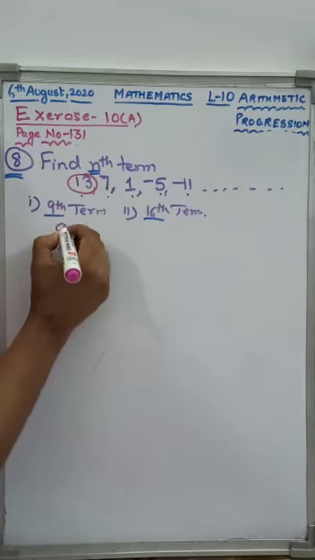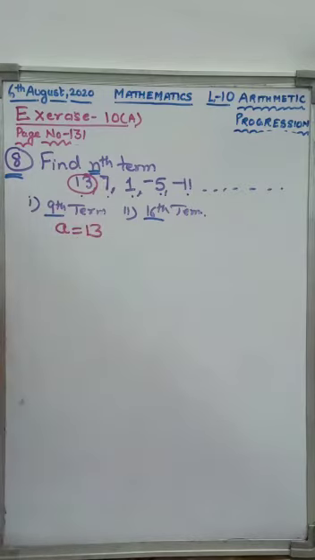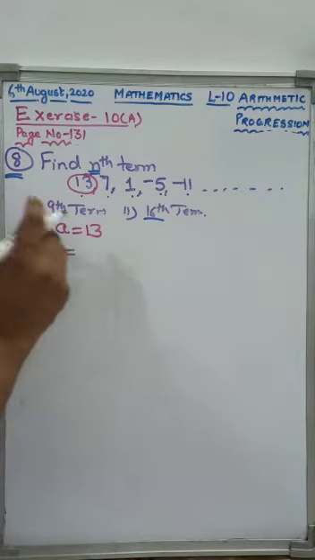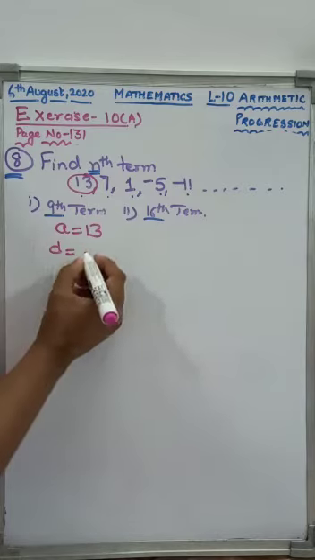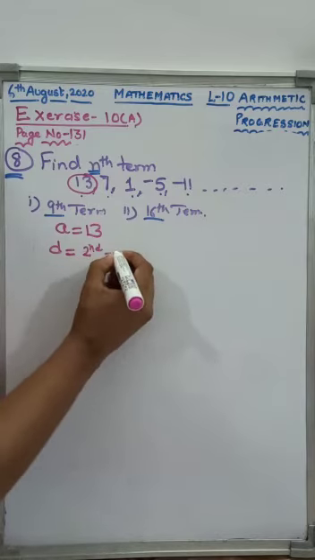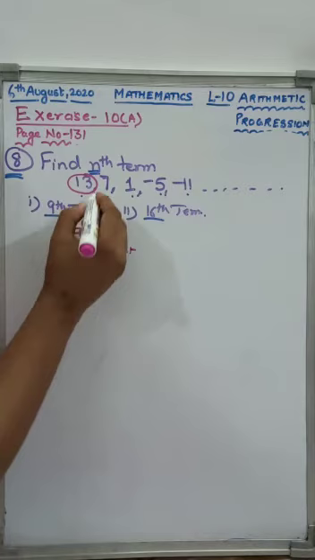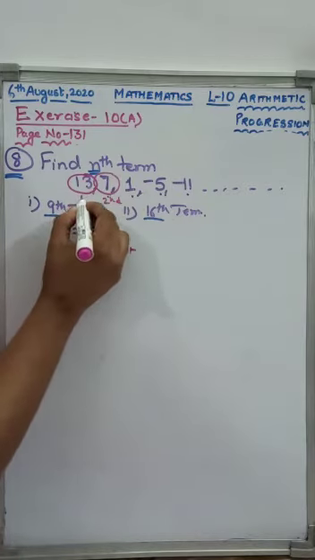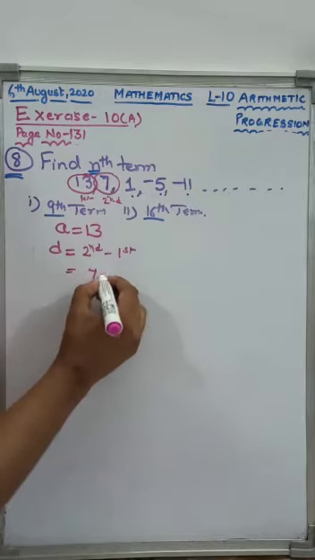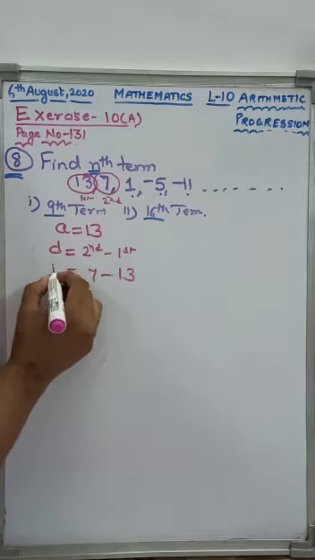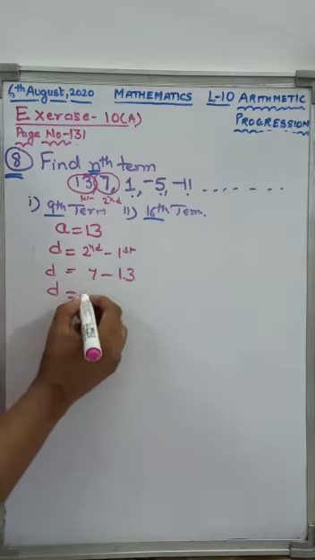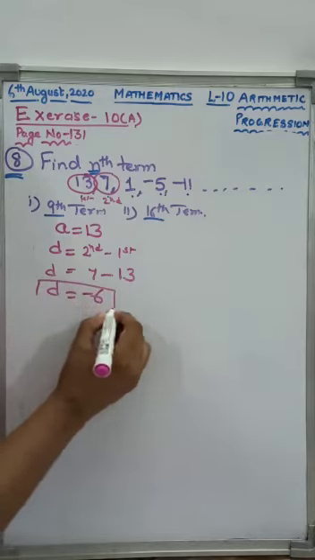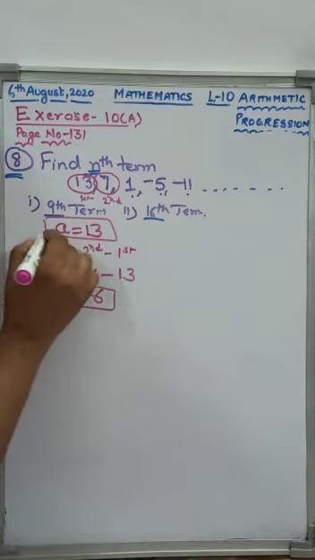What is 13? First term, A. Then we have to find the common difference. Common difference is second term minus first term. So what is the second term? 7. This is your second term and this is your first term. So 7 minus 13, common difference is coming out to be minus 6. So this is D and this is A, the first term.